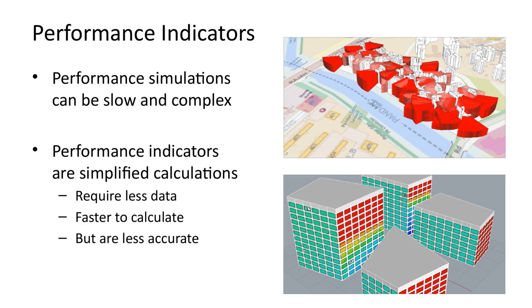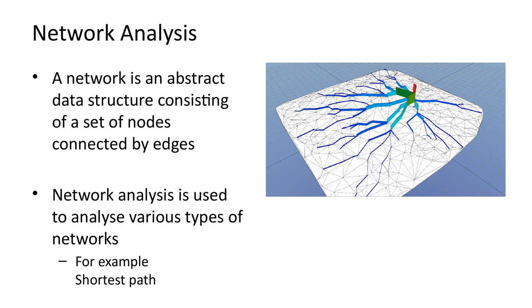Next, we will have a look at two types of analysis commonly used for performance indicators. They are network analysis and ray casting analysis. Network analysis is a type of analysis performed on spatial networks. A network is an abstract data structure consisting of a set of nodes connected by edges. Network analysis can then calculate various properties of such networks. For example, shortest paths can be calculated through the network. The image shows a network where various shortest paths are highlighted by extruding the edges. The paths all start at the same node and end at various other nodes in the network.